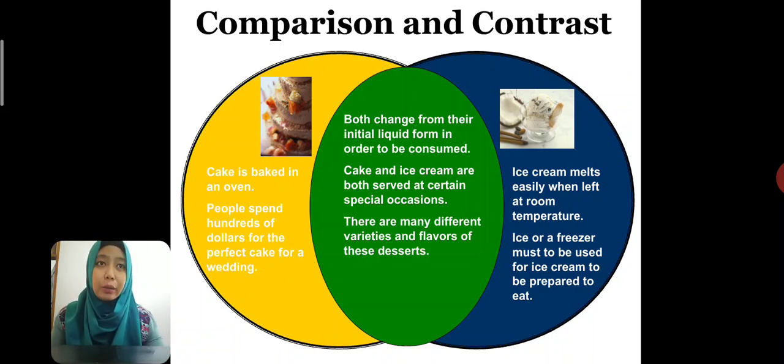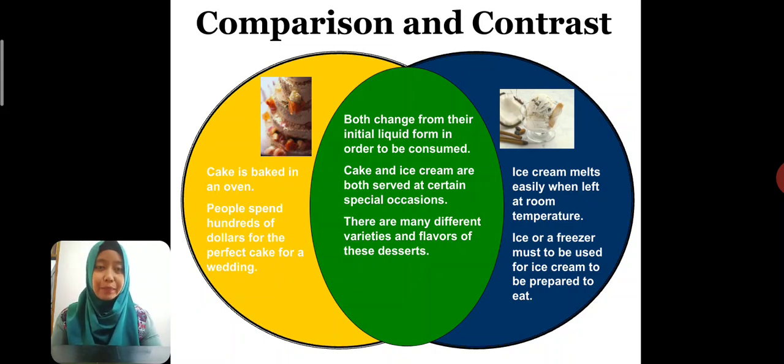When you want to give comparisons and contrasts between two things, there are three parts of comparison and contrast. This is an example of cake and ice cream. The yellow one and the blue one are the contrast of those things, and the green one is the similarities.